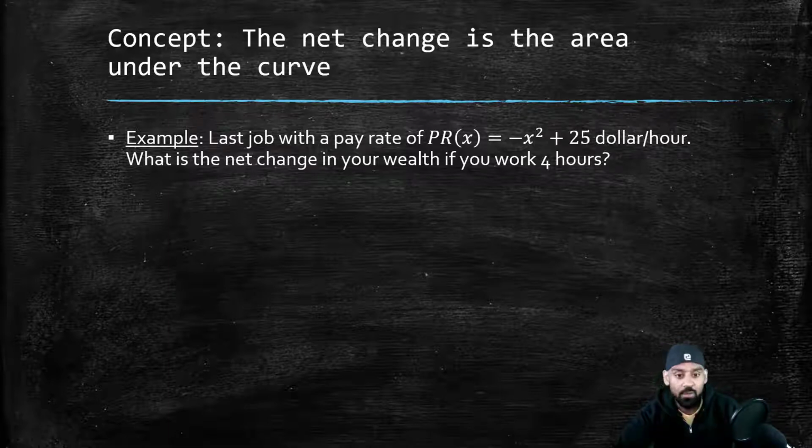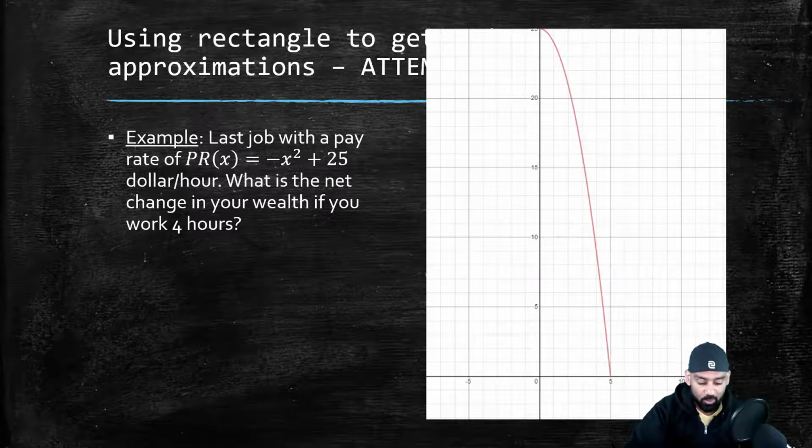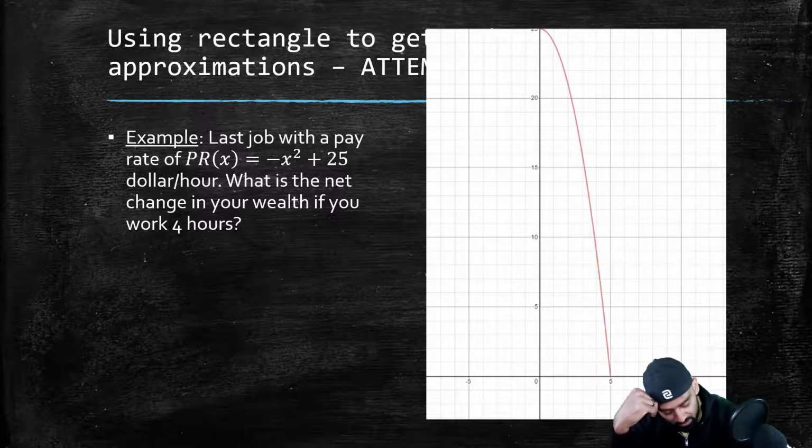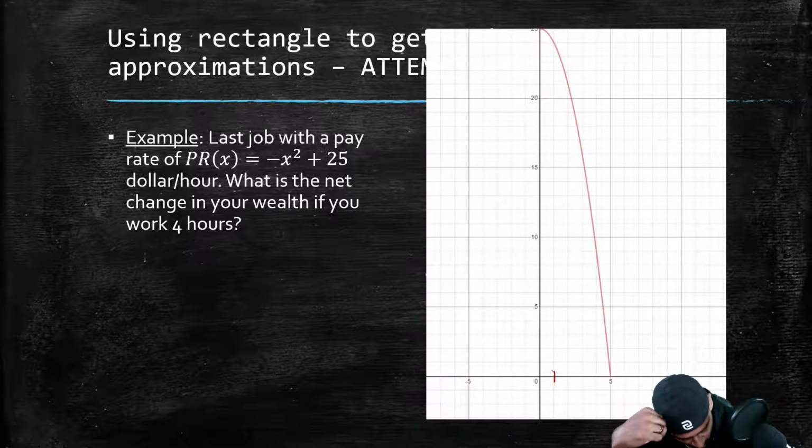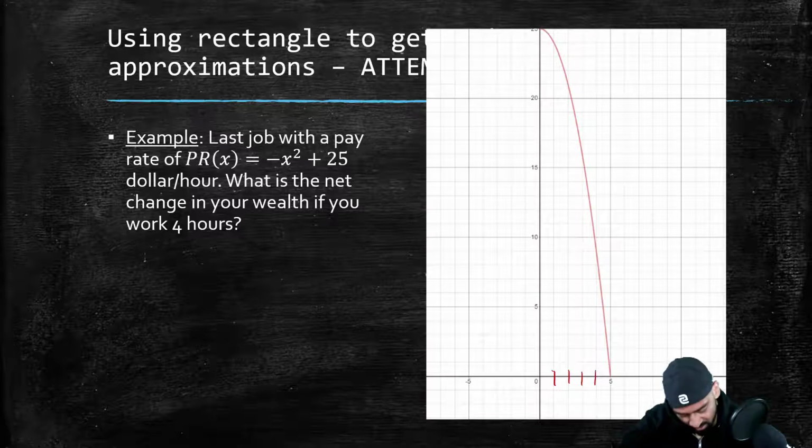So I have taken the liberty of bringing a graph up that has it. Okay, so if you look at this guy, and I'm going to try to do it. It says over the first 4 hours. So I'm going to just jump at the first 4 hours. So that's 1, 2, 3, 4, right? And it says, what is the net change in the 4 hours?